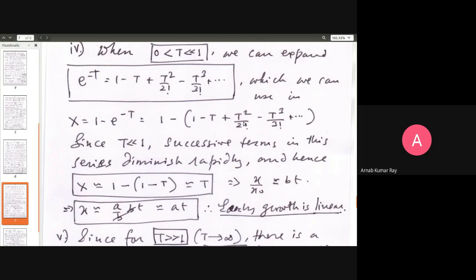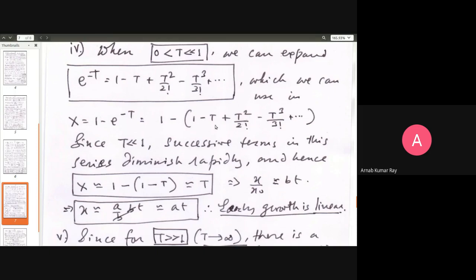I've discussed this feature quite a few times earlier, that when a number is very much less than 1, you can neglect its higher powers with respect to its lower powers. So the smallest lower power here is the first power t. So that will be the most dominant power. Suppose t is equal to 1 by 100. T squared will be 1 by 10,000, right? So 10,000 can be neglected against 100, like that.